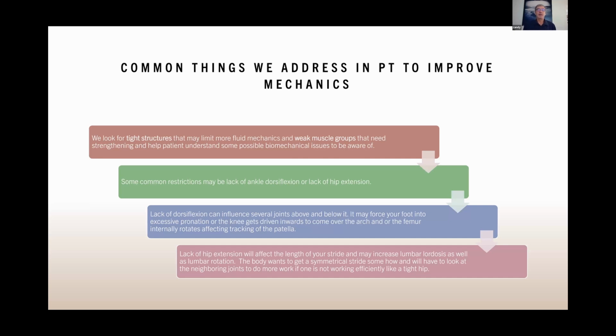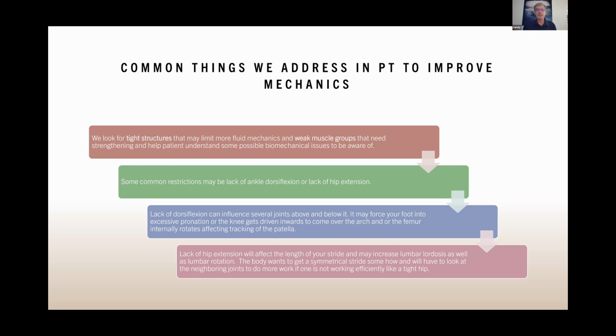So things we commonly address in physical therapy to improve mechanics, we look for tight structures that might limit more fluid motion or mechanics. We look for weak muscle groups that need to be strengthened, and we also help the patient understand some possible biomechanical issues that they should be aware of. Some common restrictions that may affect your running gait would be a lack of ankle dorsiflexion, or the ankle to be able to come up or your body to come over a fixed foot, or lack of hip extension.